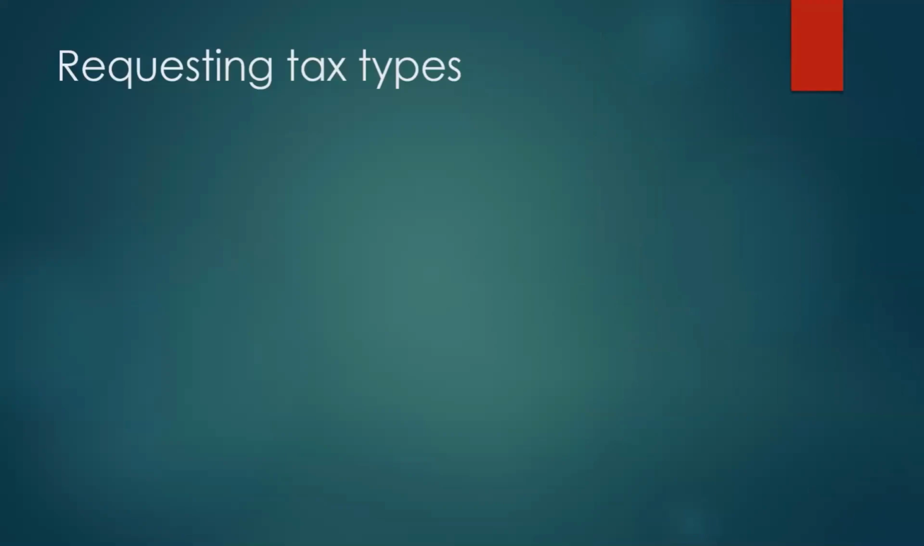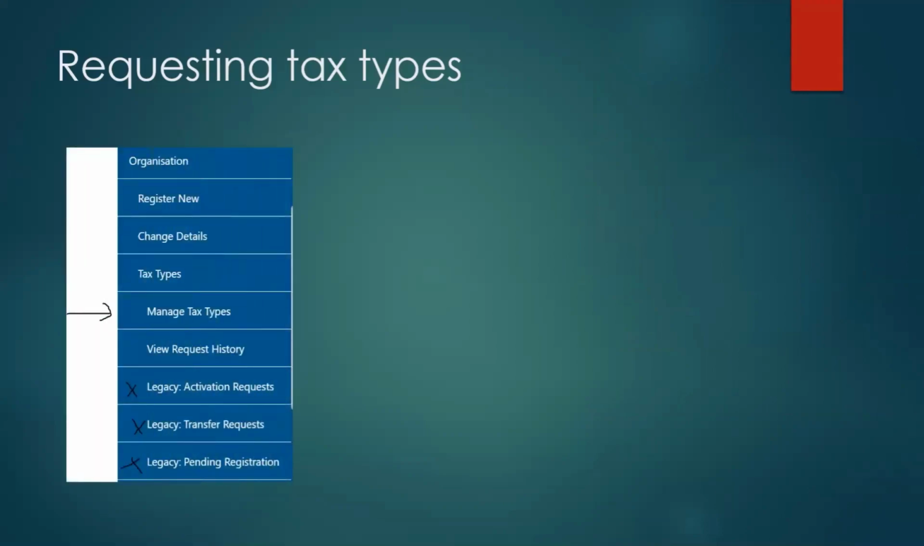Okay, so let's say now the registered representative has been active and there was already an active registered representative, and now you're wanting to request some tax types across. So in order to request these tax types, what you do is you log into the SARS system as per usual. You'd navigate to the specific entity that you're wanting to request the tax type profiles for. You'd then click the organization tabs on the top ribbon, organization tab on the left ribbon, and navigate to manage tax types over here.